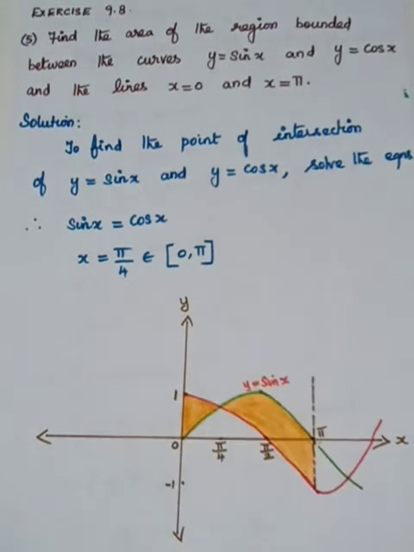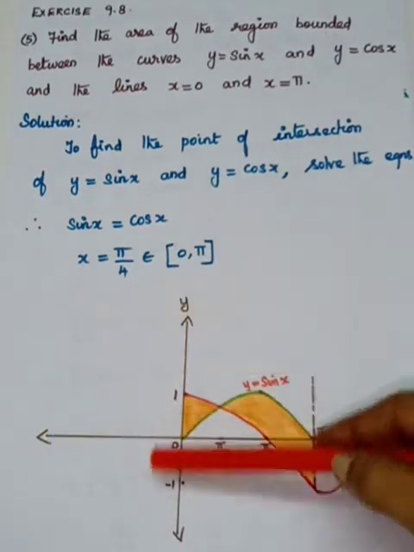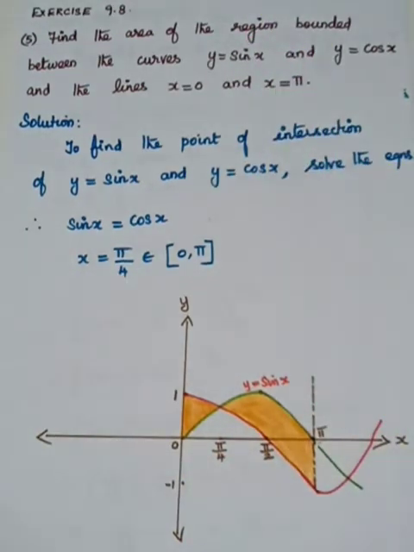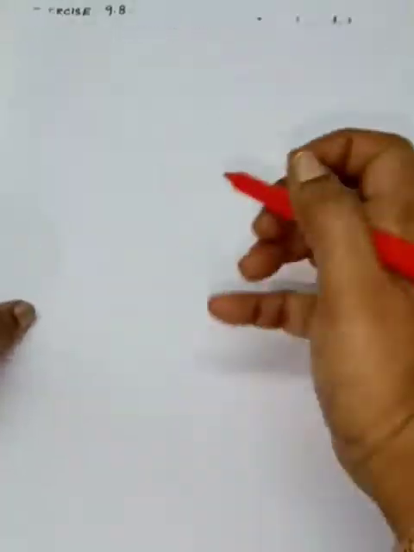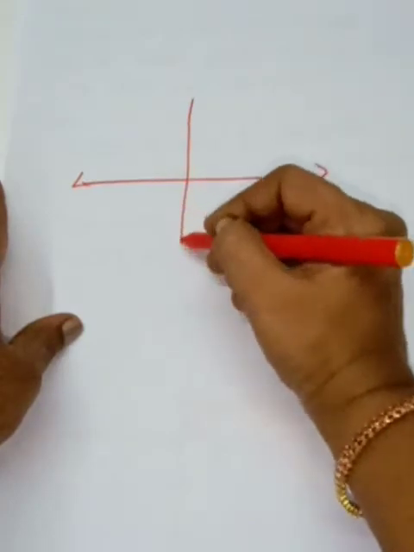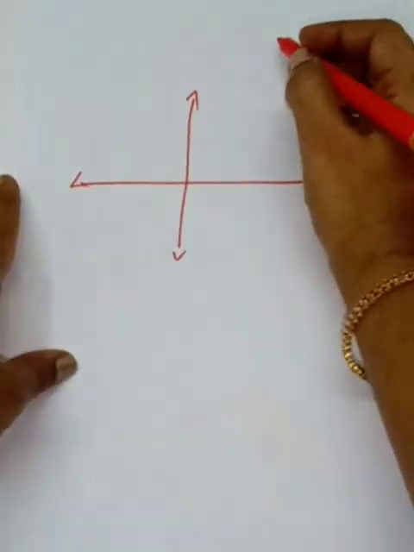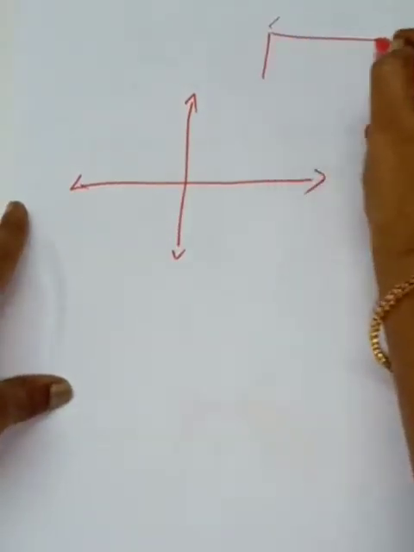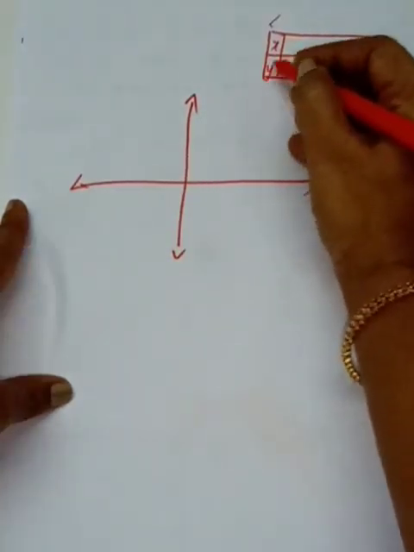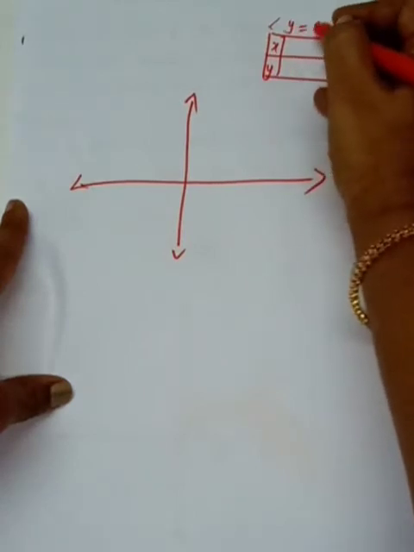So after finding the point of intersection, you have to draw the diagram. Okay, so now we are going to draw the diagram. So x-axis, y-axis has to be drawn. First you have to draw the curve y is equal to sin x. So x-axis and y-axis. We have to make a tabular column for sin x. Here x, the curve is y is equal to sin x.